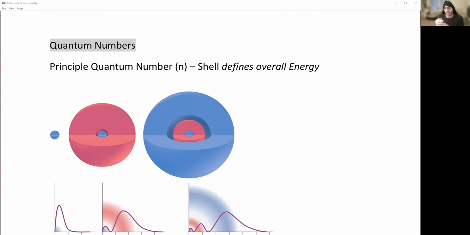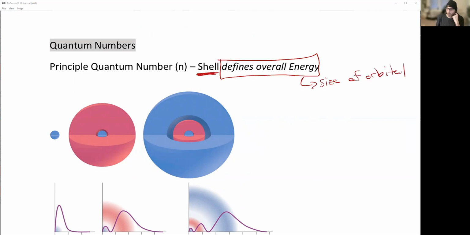So we're going to start with the principal quantum number. This is the one that we know already. So principal quantum number is the shell. Okay, so it is the shell. It defines the overall energy, and we're also going to say the size of the orbital. Okay, so size of the orbital. So principal quantum number n.